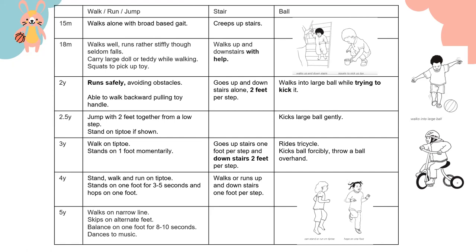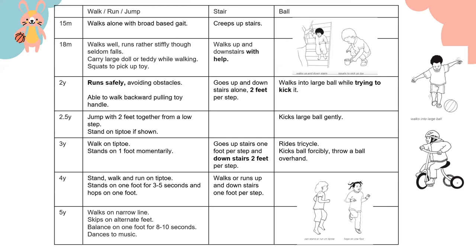In terms of playing with a ball, by 2 years old, when they see a ball, they would try to kick, but cannot kick. At 2.5 years, they can kick a large ball gently. By 3 years old, they can kick the ball forcibly, or can also throw a ball overhand. And to note here, they can ride a tricycle when they are 3 years old.